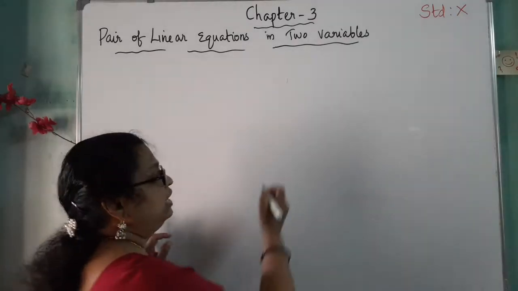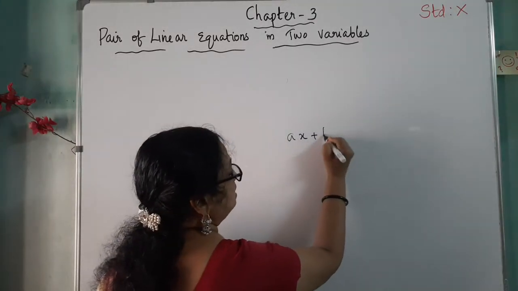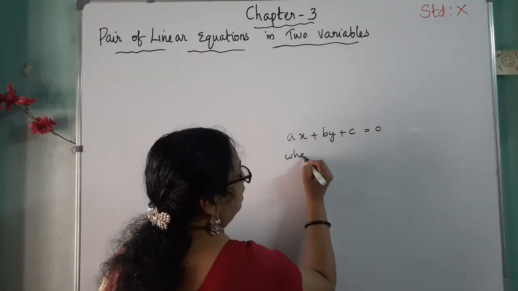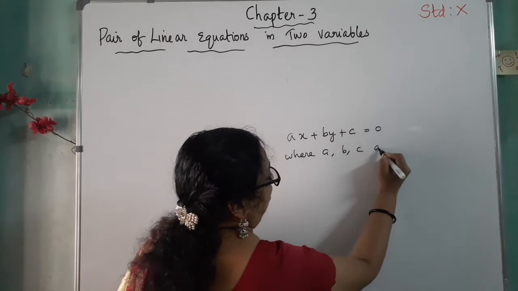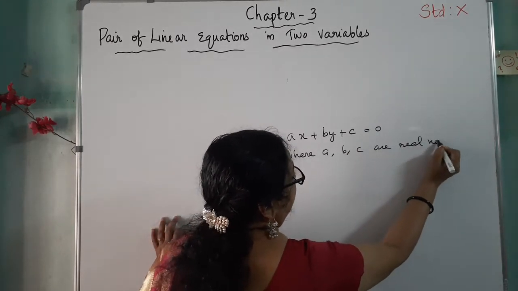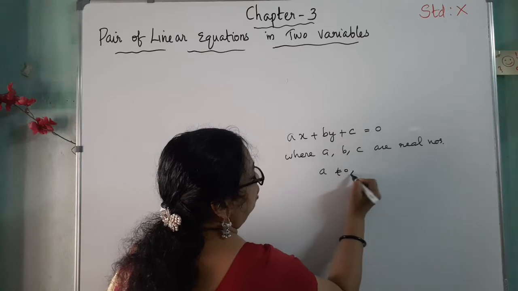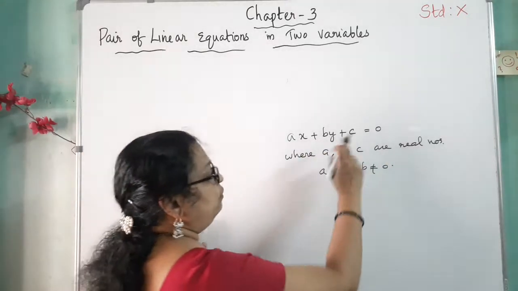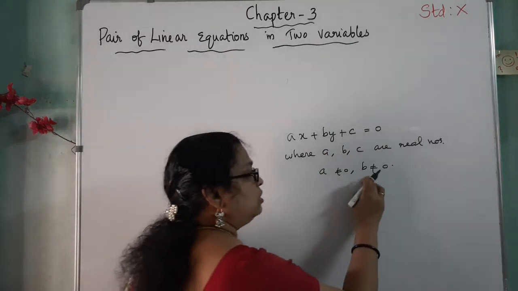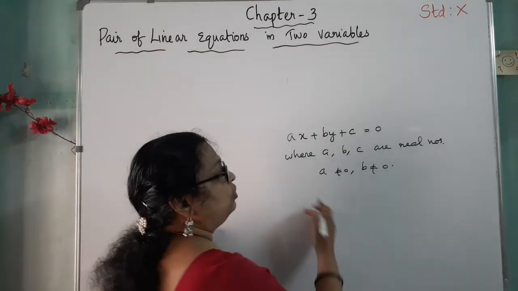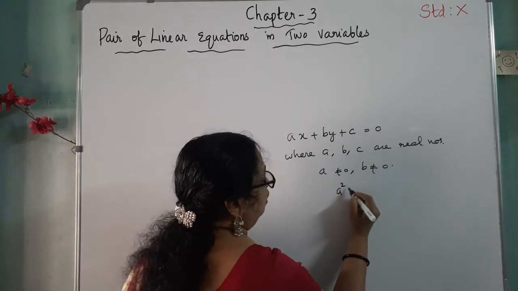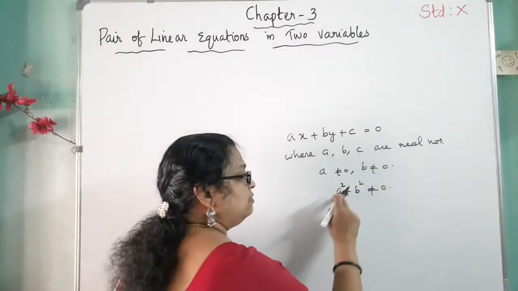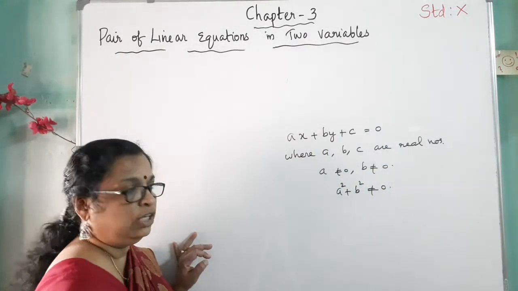Then now we know an equation of the form ax plus by plus c equal to 0, where a, b, c are real numbers and a not equal to 0, b not equal to 0 is called a linear equation in two variables. Often instead of a not equal to 0, b not equal to 0, we can write a square plus b square not equal to 0. In this condition, we can write a square plus b square not equal to 0.